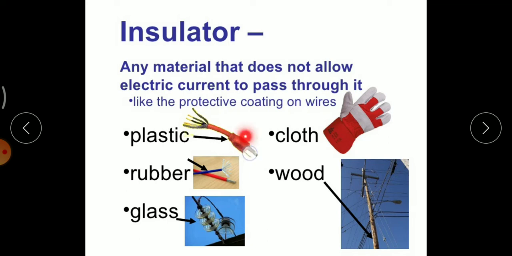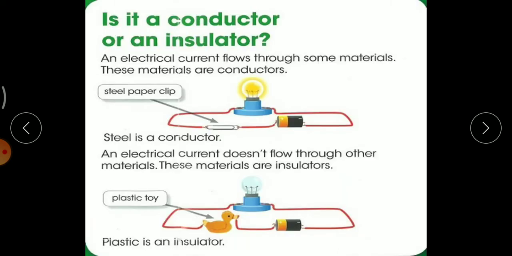That plastic material is nothing but an insulator. As you can see, this is one type of knob switch. This knob is made up of plastic, so it does not allow electric current to pass through it, whereas inside this slot, a conducting material is there. Through that conducting material, electric current passes. Now, rubber is an example which does not allow electric current to pass through it. Glass, again, electric current doesn't pass through glass. Cloth also, wood also. These are certain materials through which electric current doesn't pass.